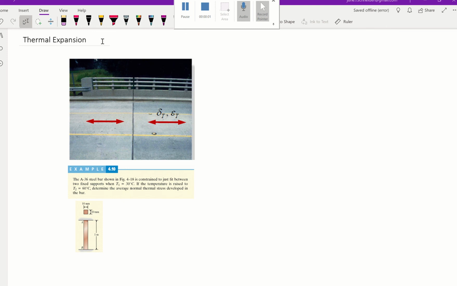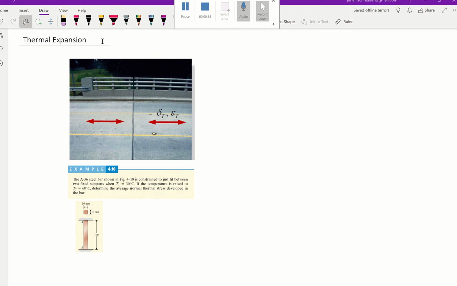Hi, in this video we're talking about a new concept called thermal expansion. This is something we experience every day. In the summertime, you see the concrete expand, right? And in wintertime, you see it contract, and then you see a lot of cracks on the road. All of those are due to temperature change making it expand and contract, and so we have thermal expansion and thermal contraction.